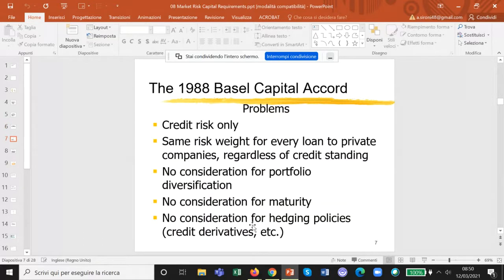Now, what were the problems of the capital accord of 1988? The main problem that we are concerned with today is that it only looked at credit risk, okay? And then, of course, every loan to a private company had the same risk weight. There was no consideration for diversification, for maturity, for guarantees and hedging policies.